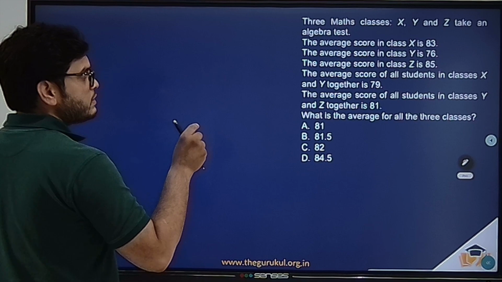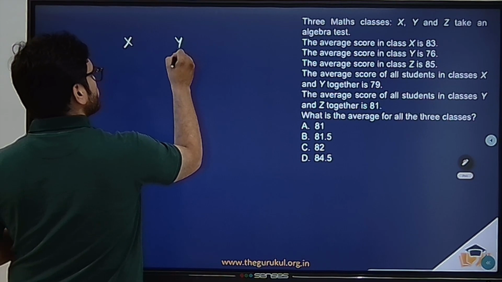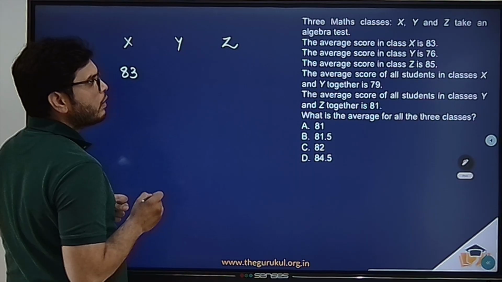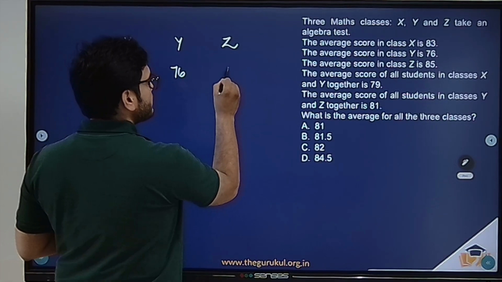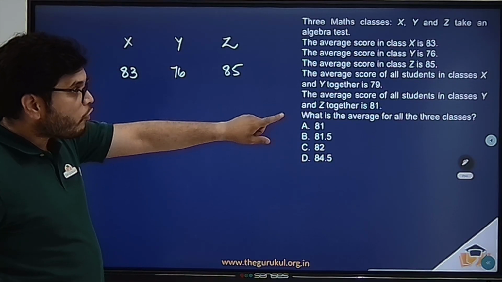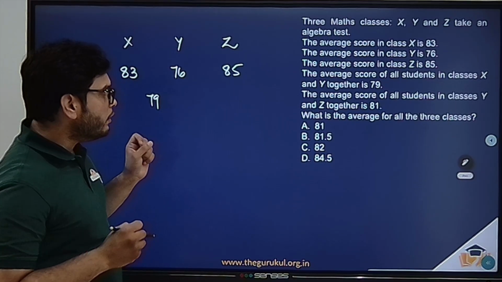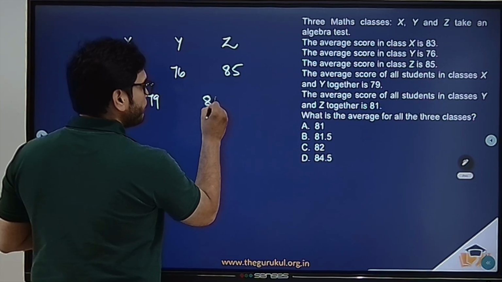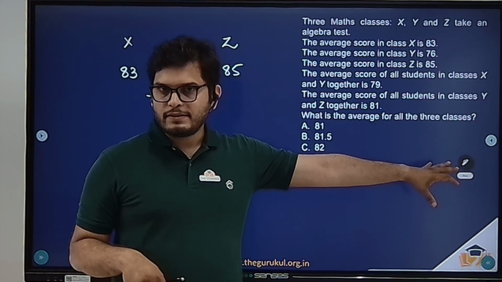3 maths classes X, Y and Z take an algebra test. So you have class X, class Y, class Z. Now the average score in class X is 83. The average score in class Y is 76. And the average score in class Z is 85. Now the average score of all students in X and Y together is 79, and the average score of all the students in classes Y and Z together is 81. Now we are asked to find the average of all the 3 classes, right?